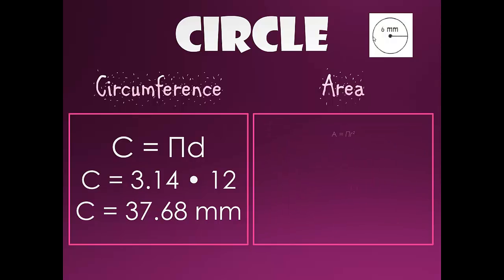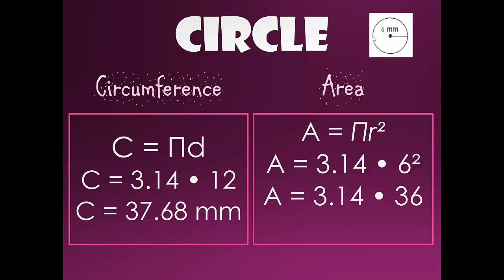For our area of a circle, our formula is A equals pi r squared. Pi again would be 3.14, and r stands for the radius. The radius of this circle is 6. So A would equal 3.14 times 6 squared, and 6 squared is 36. So our area is equal to 3.14 times 36, and that would equal 113.04, or 113 4/100ths. So our area is equal to 113 4/100ths square millimeters.